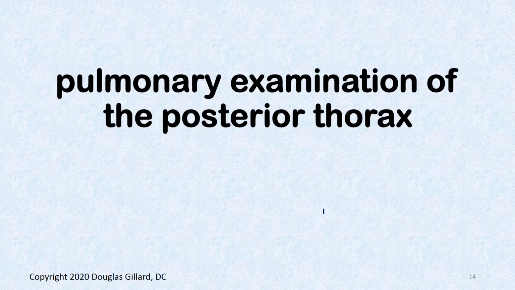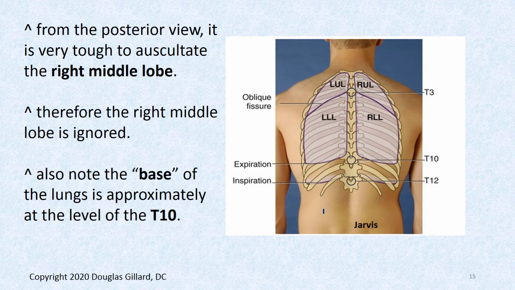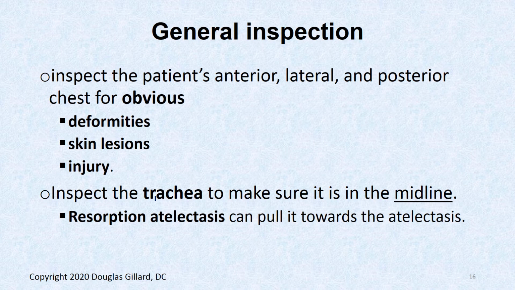All right, let's start this posterior pulmonary exam. So again, this is how we break this down, just the right and left upper lung fields or upper lobes and the right and left lower lobes. We don't worry about an intermediate lobe on the right here because it's just too small to see. The base, again, is at the level of T10.